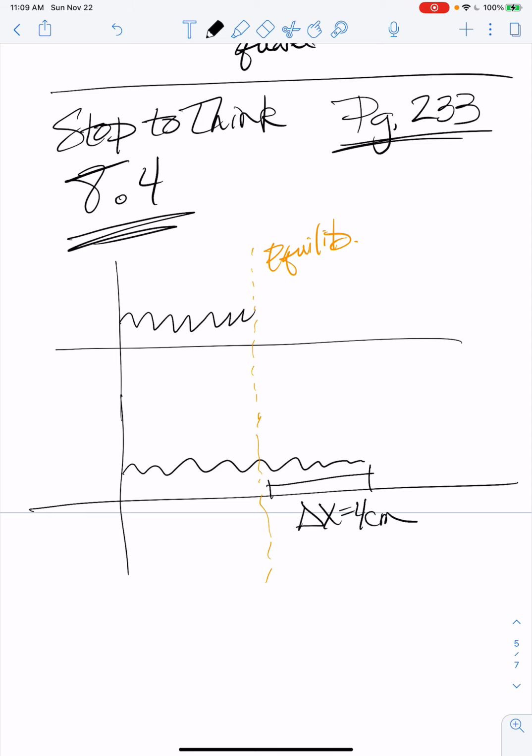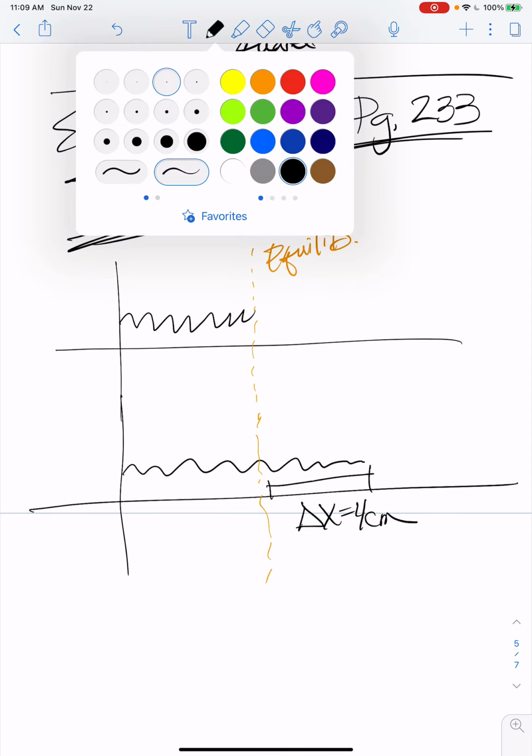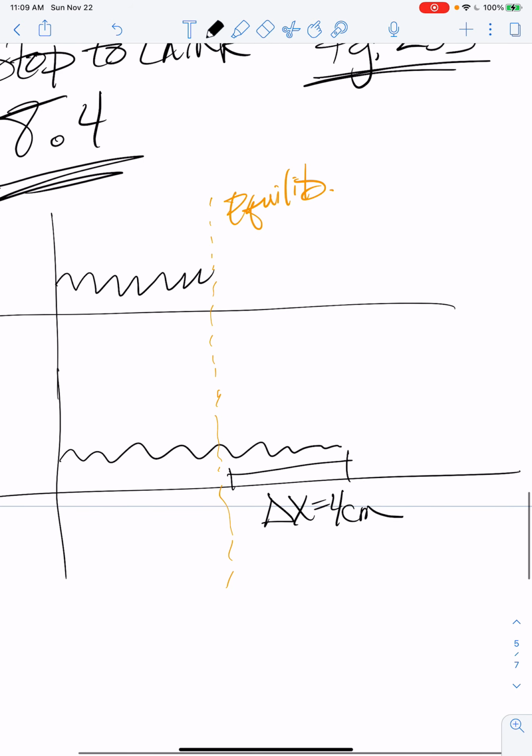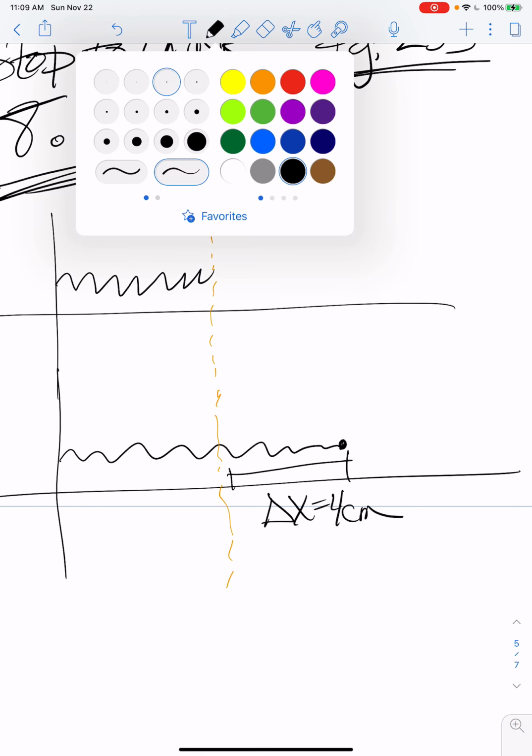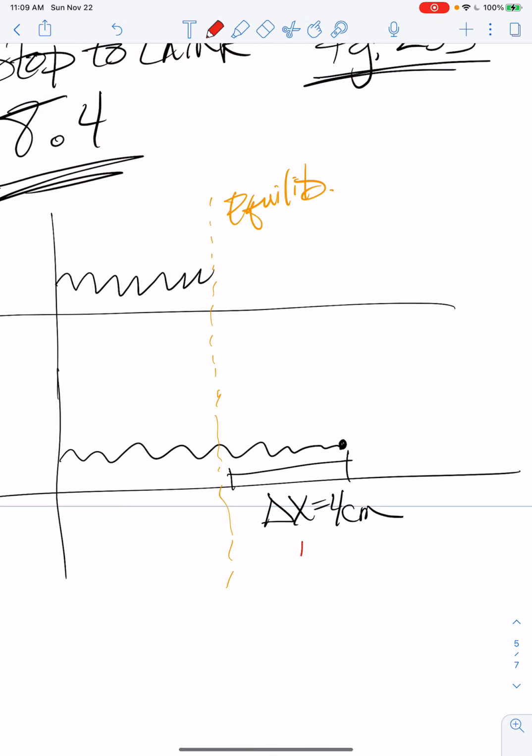The restoring force of the end of the spring, if delta x equals 4 centimeters to the right, then the restoring force always points towards equilibrium and is going to point left. And this is going to equal 8 newtons left. If you want to put a negative sign on there, you can, but I put left instead, and that works.